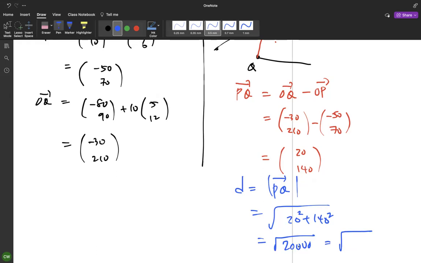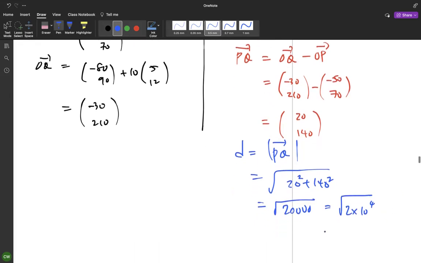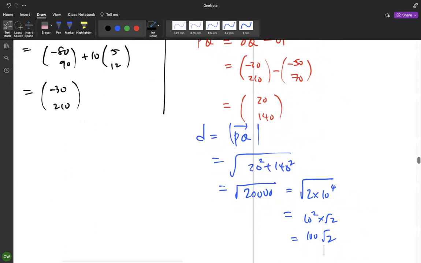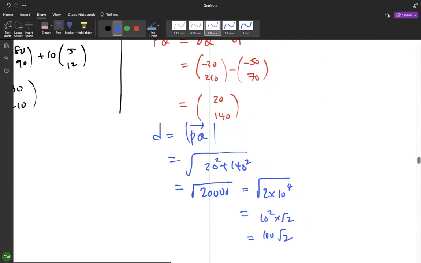Okay, this one, when you simplify this, this is 2 times 10 to the power of 4. So you can change it to 10 to the power of 2 times square root 2. So it's 100 square root 2. Any problem with the magnitude? Okay, now PQ, how is this? Do you understand the whole concept? How to find the distance between 2 points?